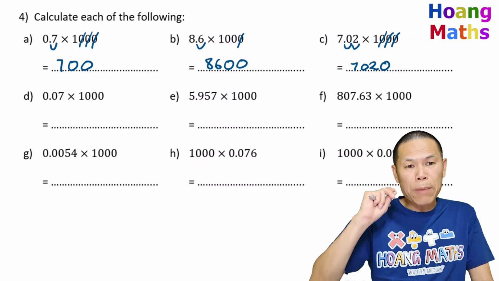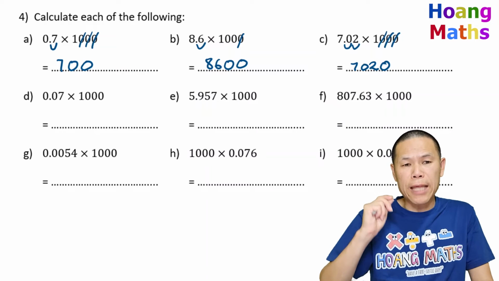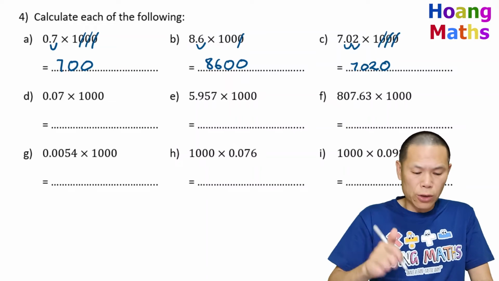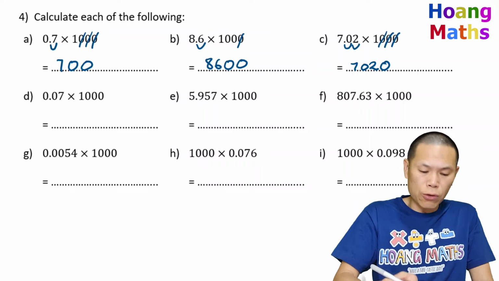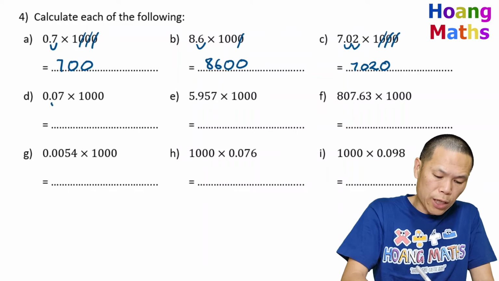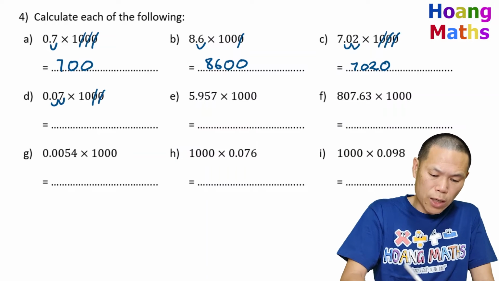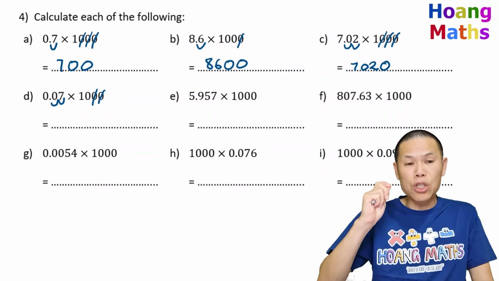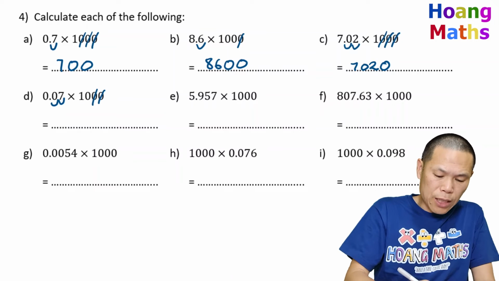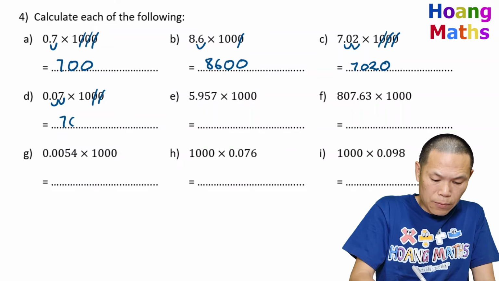Part D. We have 0.07 times 1,000. Of course, the answer should get larger than 0.07. So this decimal point here, move 1 unit, we cancel that. We move it 1 unit, we cancel that. So that becomes 7 times 10. So 7 times 10 is 70.